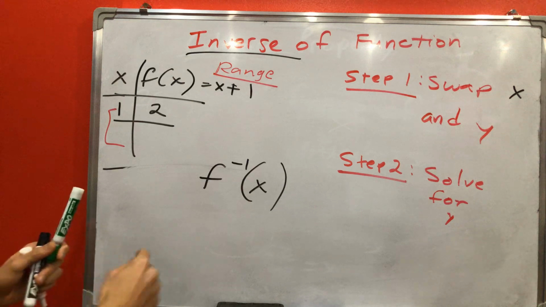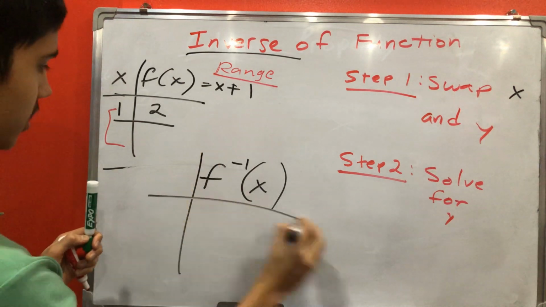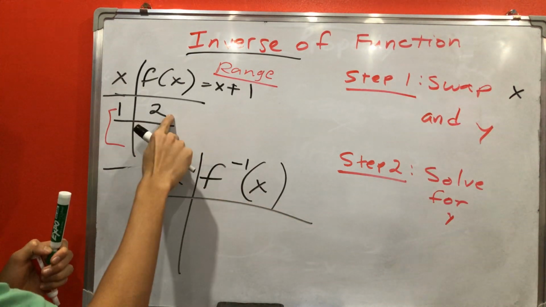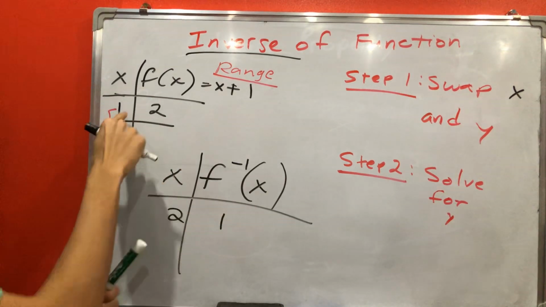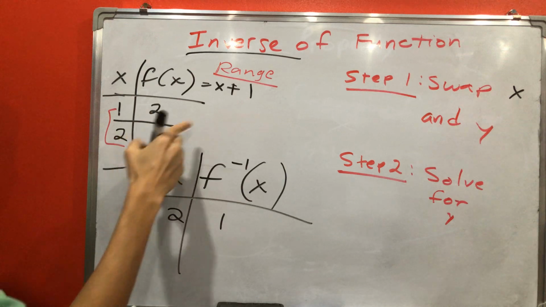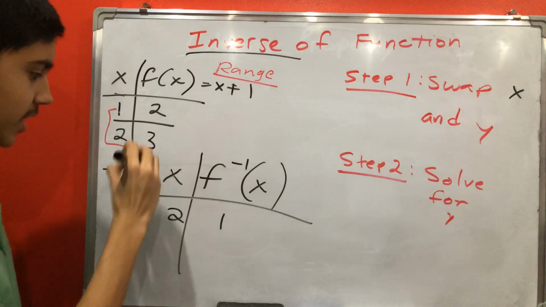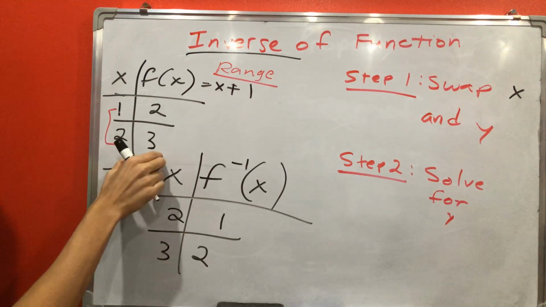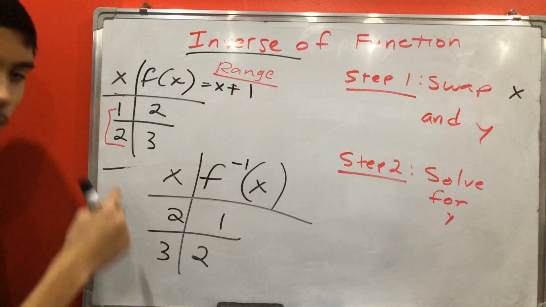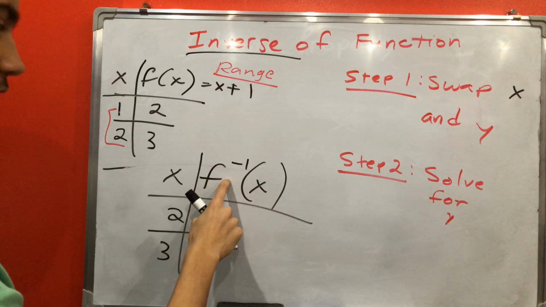For f negative 1 of x, the input will be an x. The input will be 2, but the output will be 1. So let's say I put 2 in f of x, and the output is 3. When I put 3 in here, I will get 2. It's like backwards. All the ranges become domains. That's what's special about the inverse.